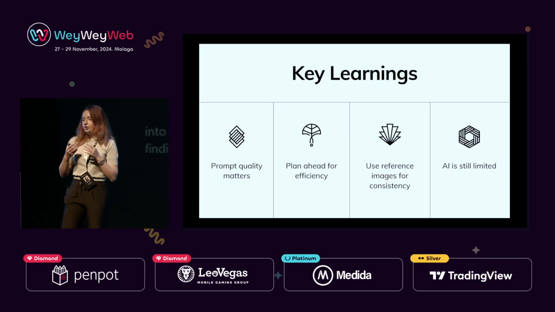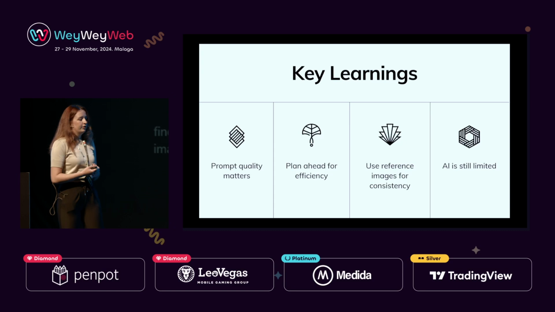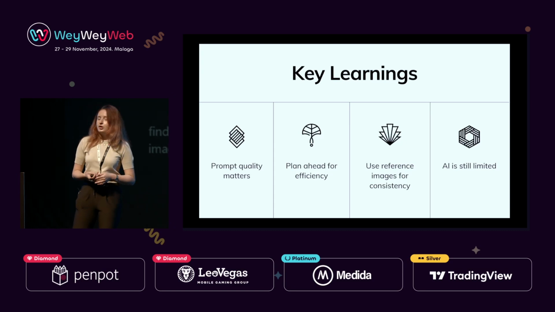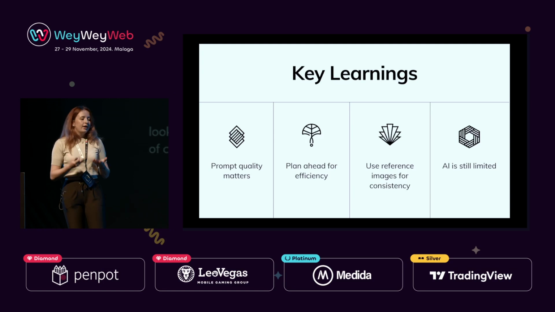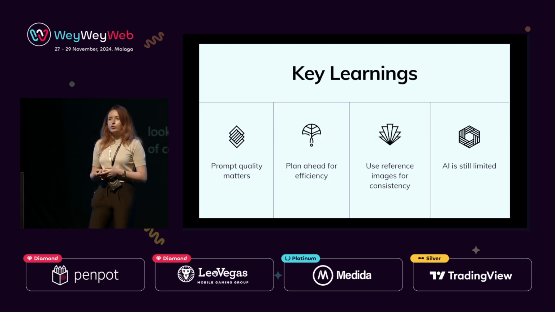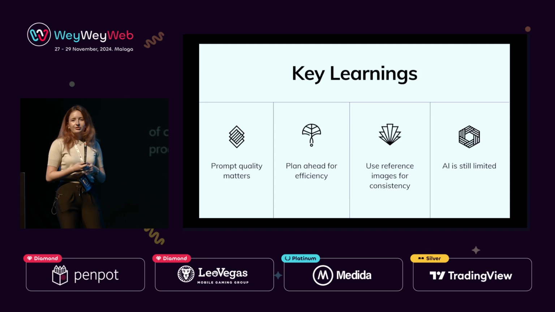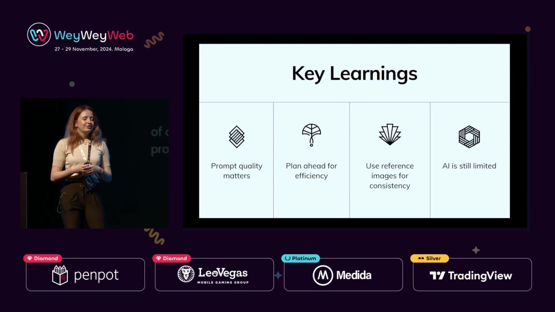And of course, use reference images to strive for visual consistency. That's important, because if you don't do that, then every scene that you'll get will just look random. It will not match at all. And of course, remember that AI is still limited. It can, of course, produce impressive images. It looks really pretty, it's nice.